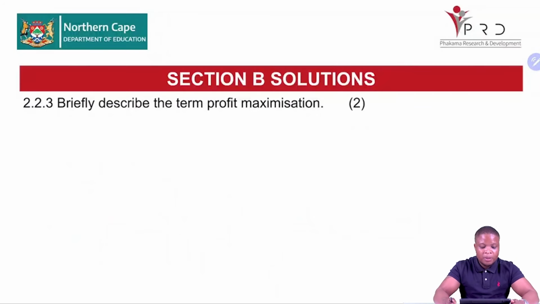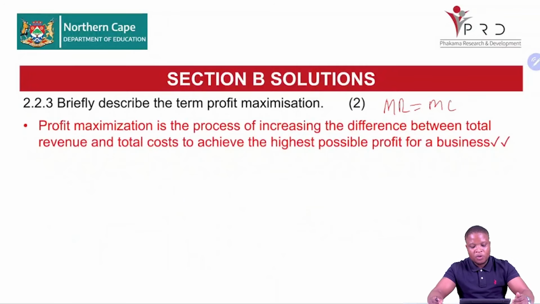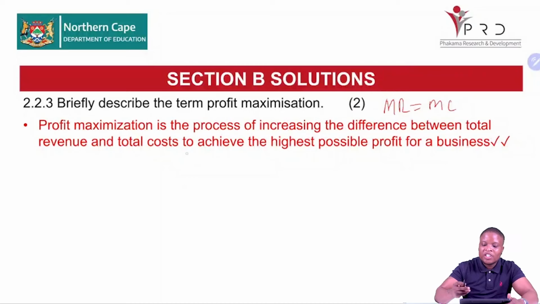The last question, briefly describe the term profit maximization. Remember, profit maximization, we find it where MR is equal to MC. That is the profit maximization point. Profit maximization is the process of increasing the difference between total revenue and total cost to achieve the highest possible profit. So for you to achieve the highest possible profit, you need to produce at the profit maximization point.